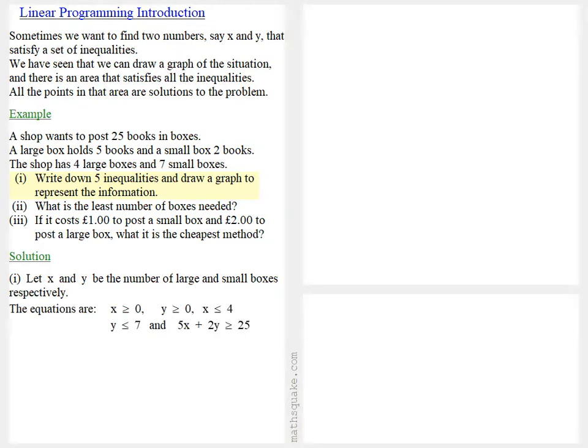Now obviously we can't have less than 0 boxes, so we have x is greater or equal to 0 and y is greater or equal to 0. The number of large boxes is less than or equal to 4, so x is less than or equal to 4. The number of small boxes is less than or equal to 7, so y is less than or equal to 7. Now the amount of space that we have is 5 times the number of large boxes plus 2 times the number of small boxes. So 5x plus 2y must be greater or equal to 25 if we're going to post all 25 books.